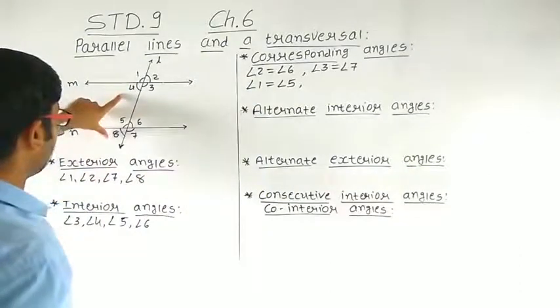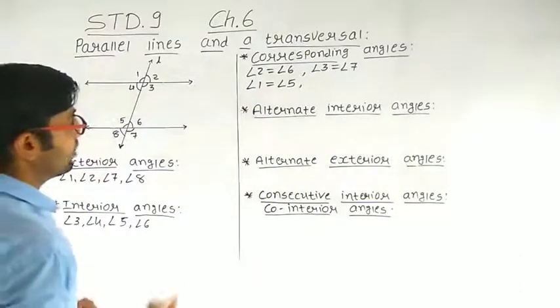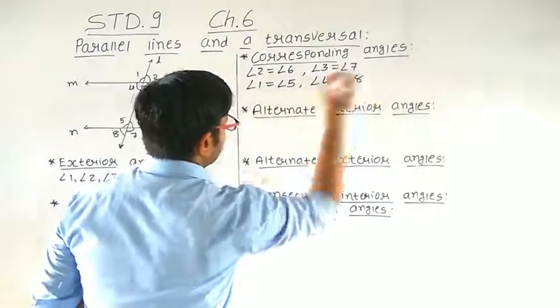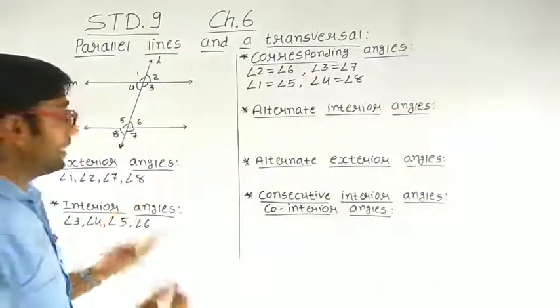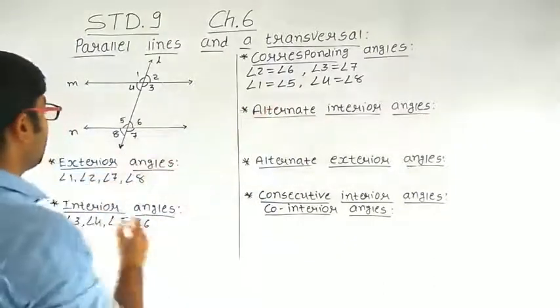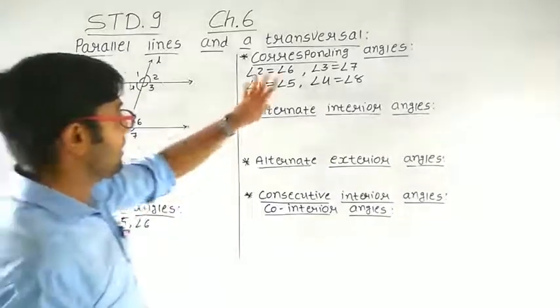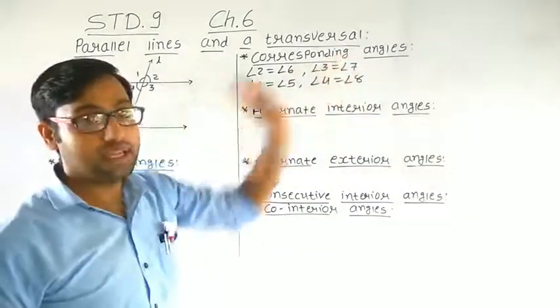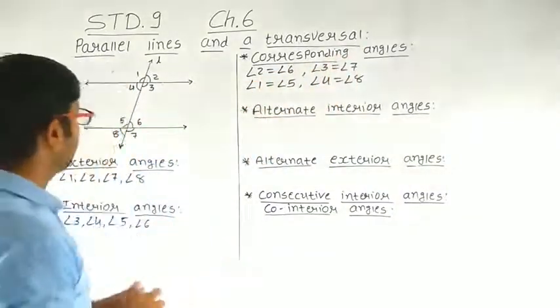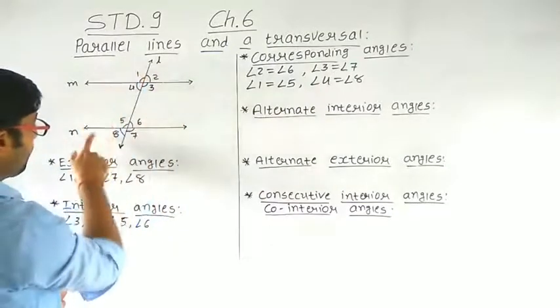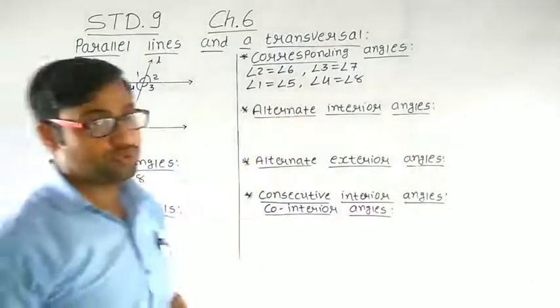In the same way, angle 4 and angle 8 are also equal, and both these angles are also called corresponding angles. So this is all about the corresponding angles. Now it is clear to you that 2 and 6, 3 and 7, 1 and 5, and 4 and 8 are the corresponding angles.